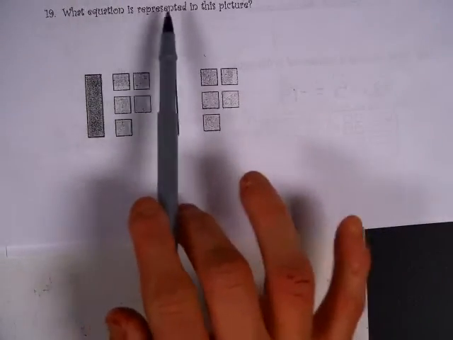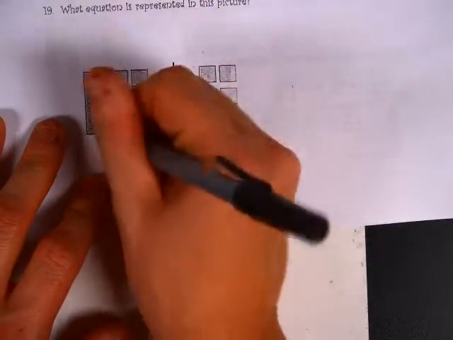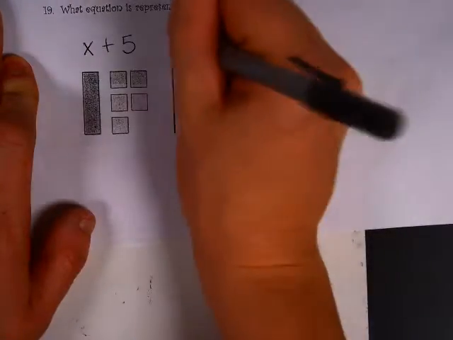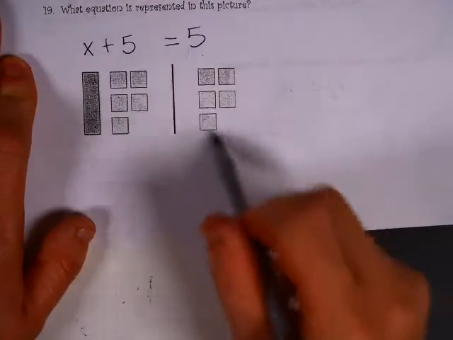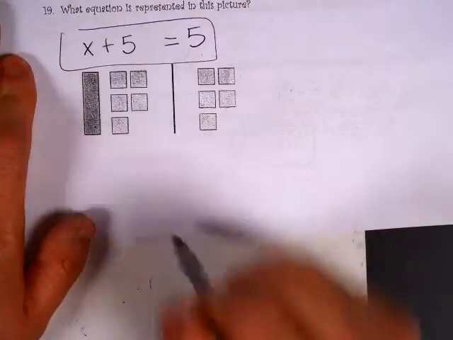Alright, what equation is represented in this picture? Alright, notice they're all shaded again. So, there is 1 princess plus 5 guards equals 5 guards on the ground. That's all they want. You could probably have done the most of these without my help.